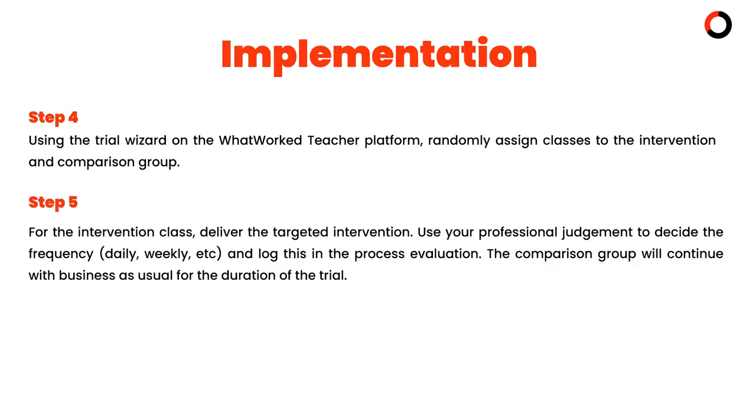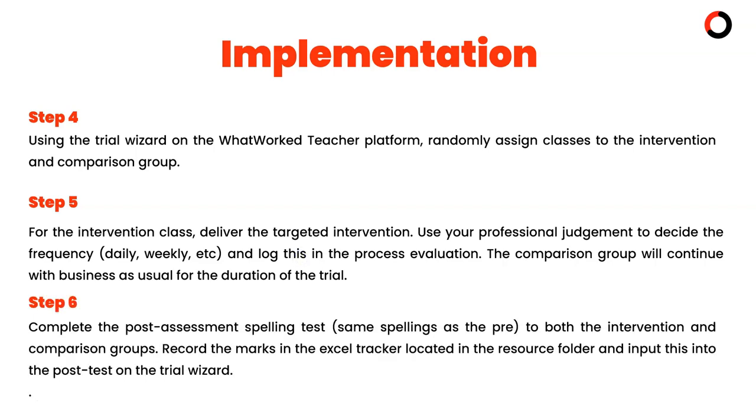Step 5. For the intervention class, deliver the targeted intervention. Use your professional judgment to decide the frequency, whether this will be daily or weekly, and log this in the process of evaluation. The comparison group will continue with business as usual for the duration of the trial. Step 6. Complete the post-assessment spelling test, which is the same as the pre, to both the intervention and the comparison groups. Record the marks in the Excel tracker located in the resource folder and input this into the post-test on the trial wizard.